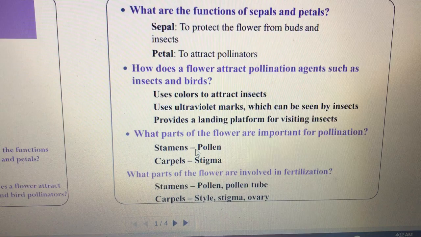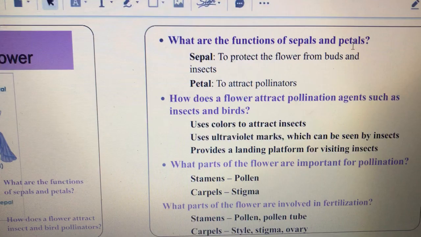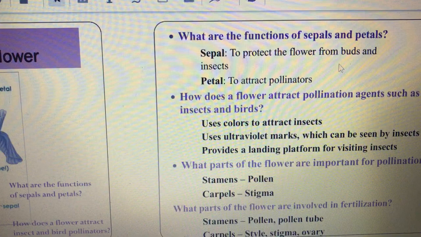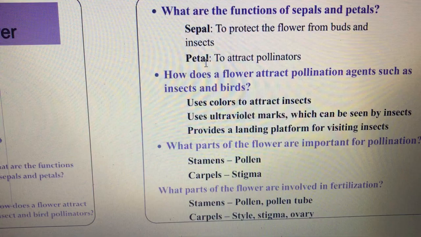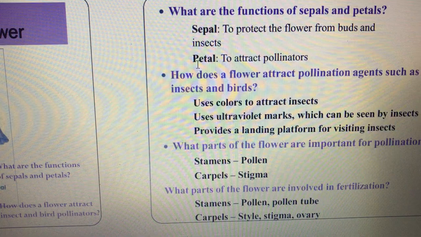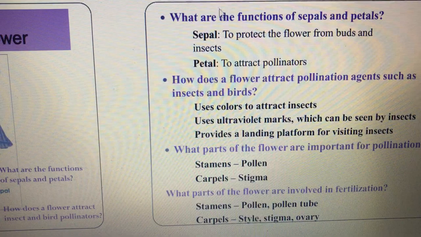So, what are the functions of sepals and petals? The sepal's function mainly is to protect the flower from bugs and insects. The petal's function is to attract pollinators. So P for petal, P for pollinators. Petal attracts pollinators. The sepal's function is to protect the flower from bugs and insects.